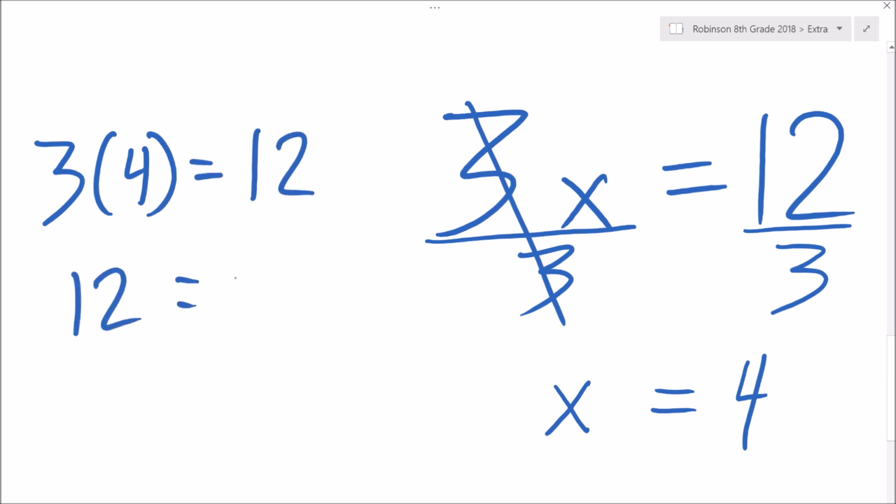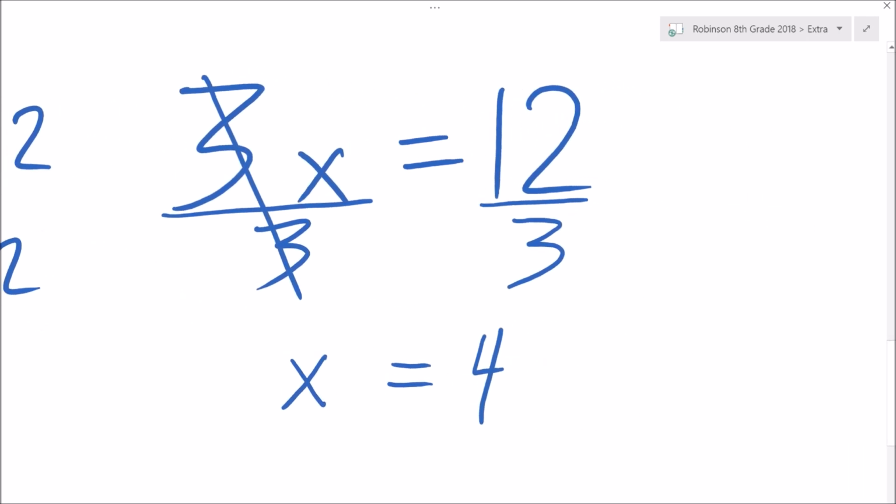This is, of course, remembering that a number right next to a parentheses with no math operators between it is multiplication, just like a number next to a variable.